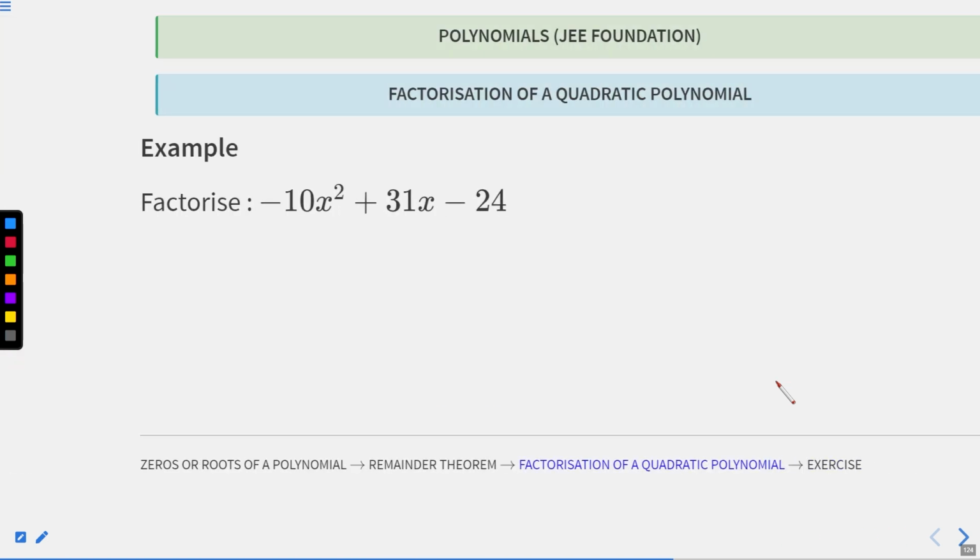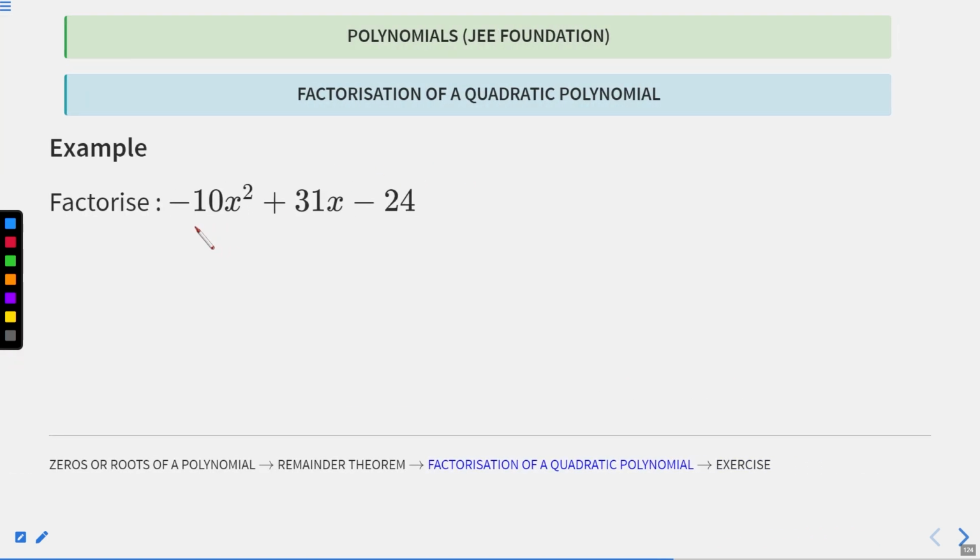So let's move next and do more examples and questions to understand the factorization method by completing the square. First of all, just take the coefficient of x square common from each term. So taking minus 10 common out of every term, what I will be left with is this, minus 31 by 10x and plus 24 by 10. I hope now this is clear.